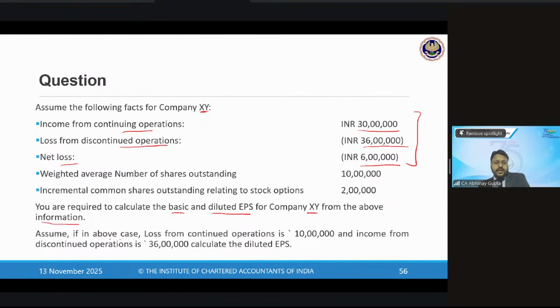Assume if in the above case loss from continued operation is 10 lakh and income from discontinued operation is 30 lakh, then also calculate the EPS. So scenario 1 and scenario 2, right? First of all, you try your hands on scenario 1, ignoring scenario 2. What is your answer? Basic and diluted earning per share for both. What do you need to say for continued operations, for discontinued operations, and for total? What is the basic earning per share and what is the diluted earning per share? Can you calculate this quickly?